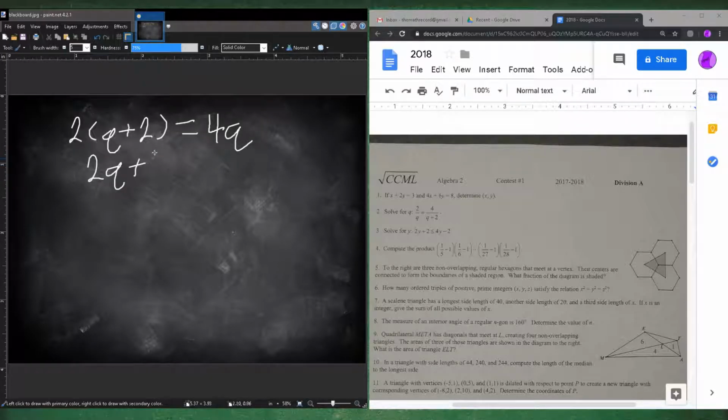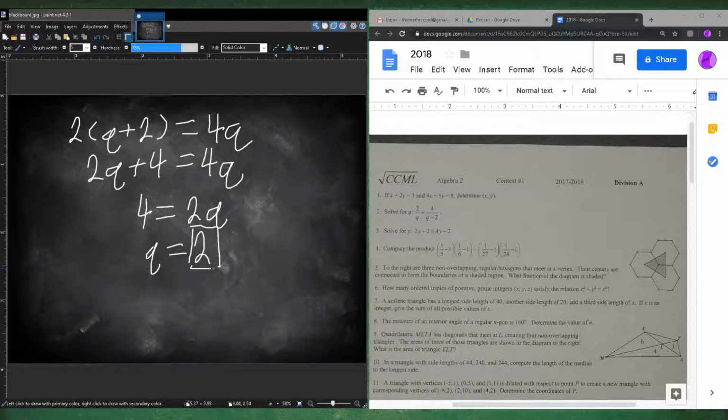So this is 2q plus 4 is equal to 4q. So 4 is equal to 2q. So q is equal to 2. So your answer for number 2 is just 2. Basically just that simple.